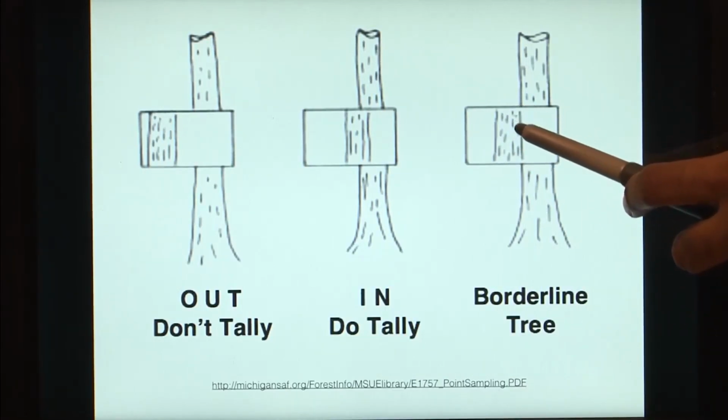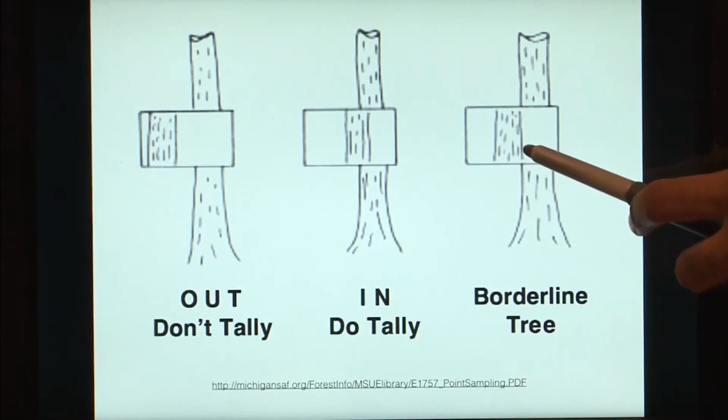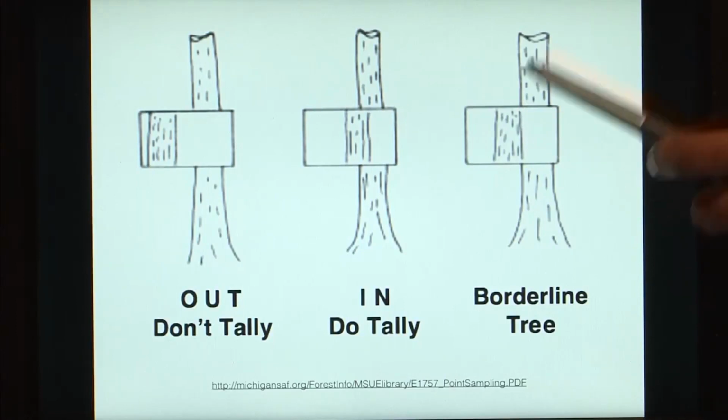So, in this case the right edge is now corresponding to the left edge of the tree. So, this is a borderline tree. In the case of a borderline tree you count it as a half. So, this is how you use a wedge prism.